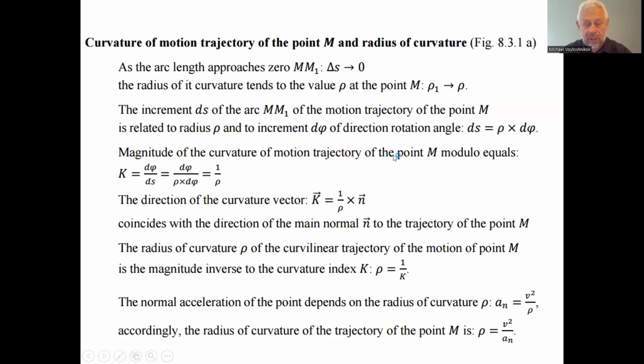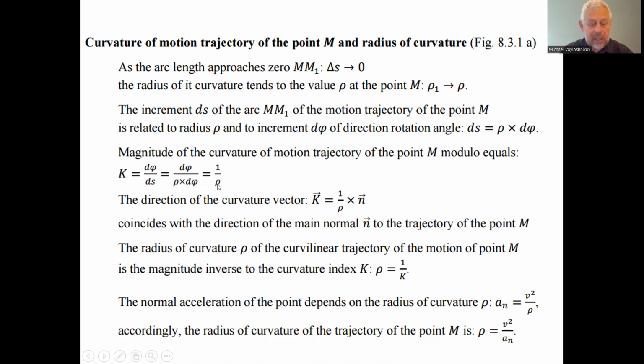The magnitude of the curvature of the motion trajectory of the point M: when we substitute in the denominator and the derivative, by the definition, the increment of the reference variable S, the way along the trajectory of the motion of the material point, by the segment of the circle rho d phi, we just reduce the common factor d phi in the numerator and the denominator. We will find that the magnitude of the curvature of the motion trajectory of the point M is equal to 1 divided by rho.